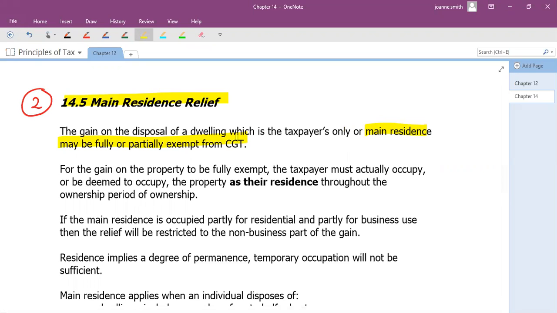But in some cases, part of the house gain might be chargeable because you've used it for business purposes, or maybe you've rented it out, or you've gone to live elsewhere for a period of time. So that's the sort of thing that we're looking at.